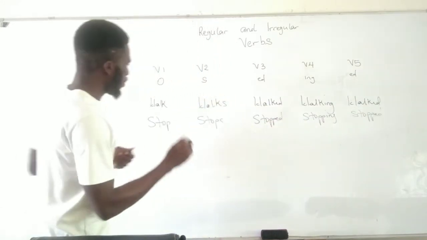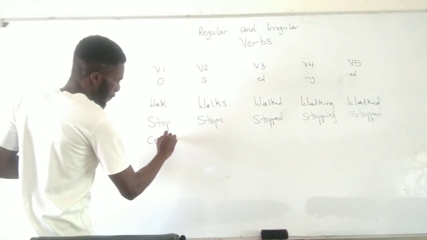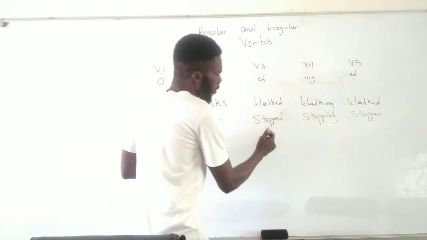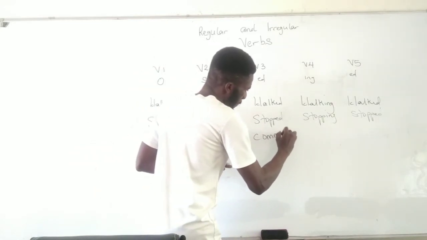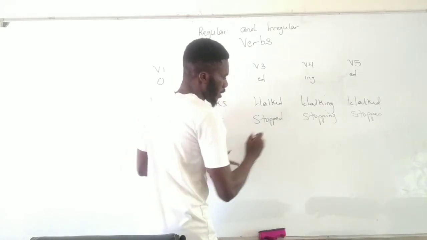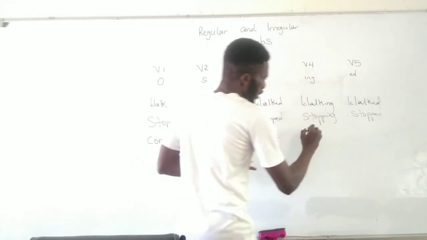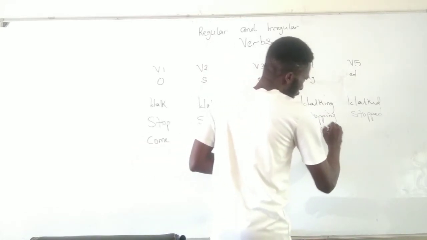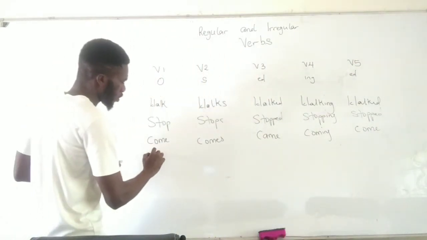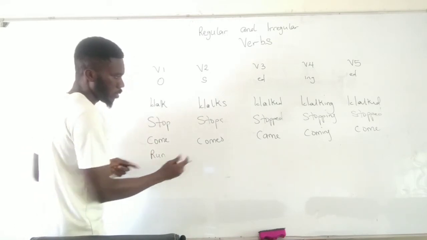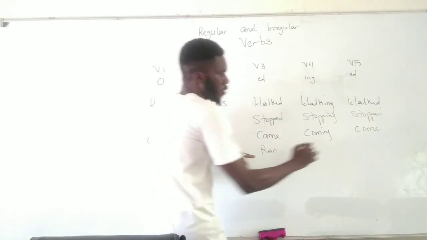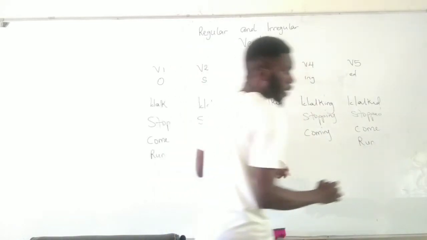Take, for instance, something like come. If you come over here, you have comes. If you have here, there is nothing. We do not have anything like this for the past tense form. What do we have? This becomes came. Here you have coming, and here it returns to come. Another example is something like run. Here you have runs. If you come over here, it becomes ran. And if you come over here, it comes back to run.